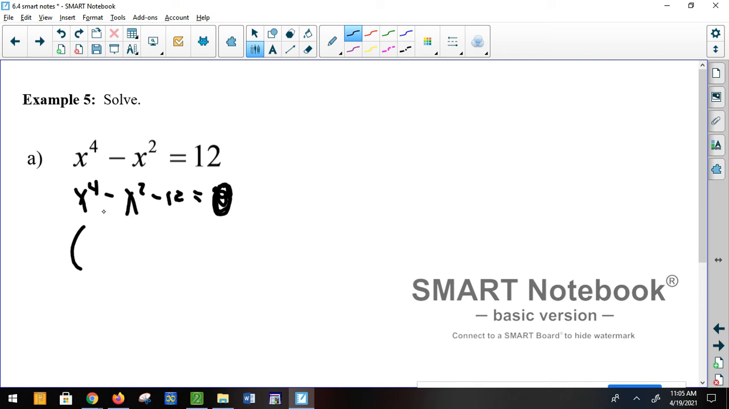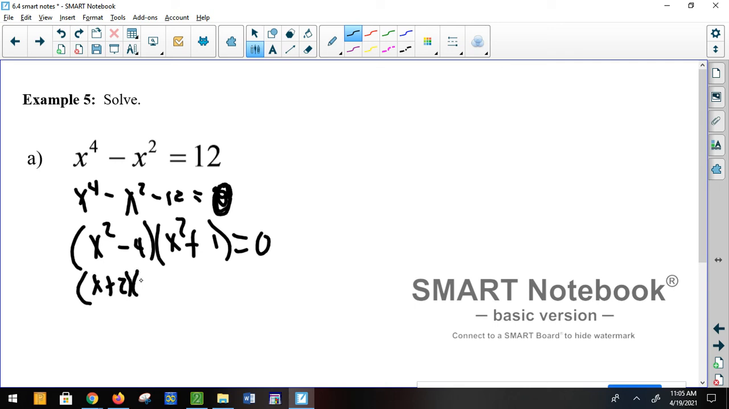So that would be x squared minus 4 times x squared plus 1. I can factor further, right? Because x squared minus 4 is a difference of squares. So you end up with x plus 2 and x minus 2 from that. Then the x squared plus 1 remains the same.